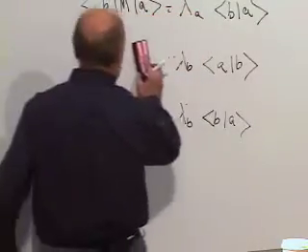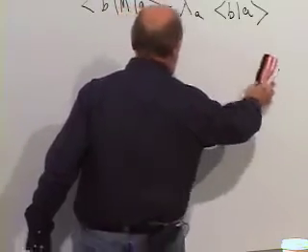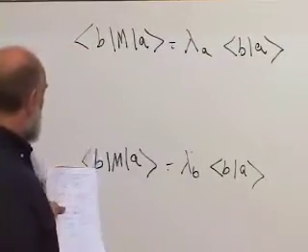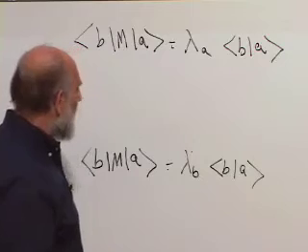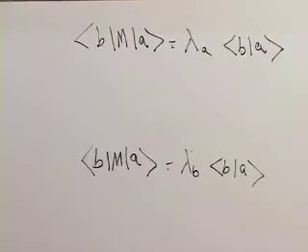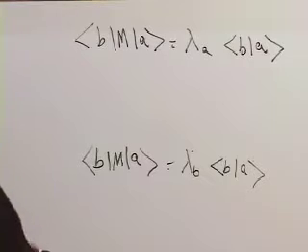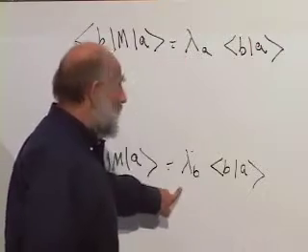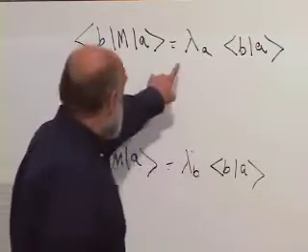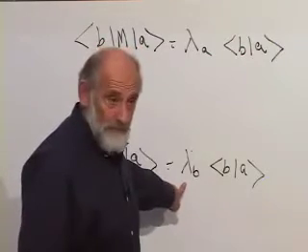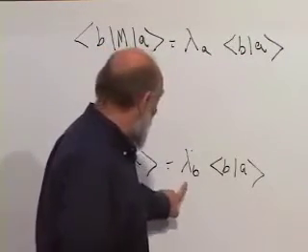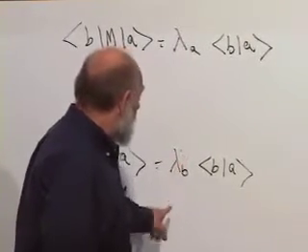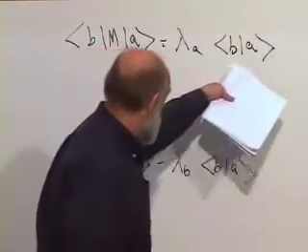Let's get rid of the middle one here. One of them says BMA equals lambda A times BA. The other one says BMA equals lambda B times BA. There are two possible conclusions. One conclusion is that lambda A equals lambda B. But I'm talking about two eigenvalues which are known to be different. So by assumption, lambda A and lambda B are not the same. If they are not the same, there's only one way this can be true: BA is 0.